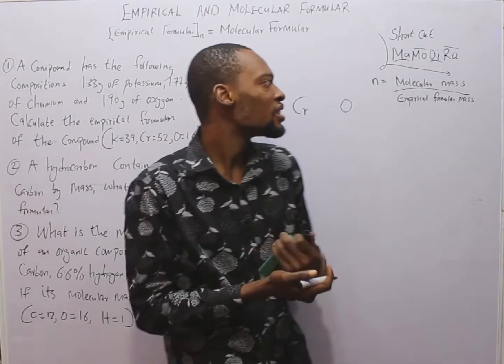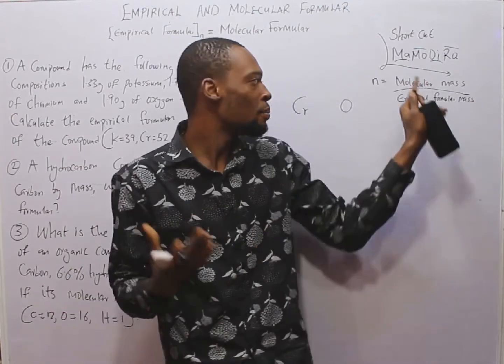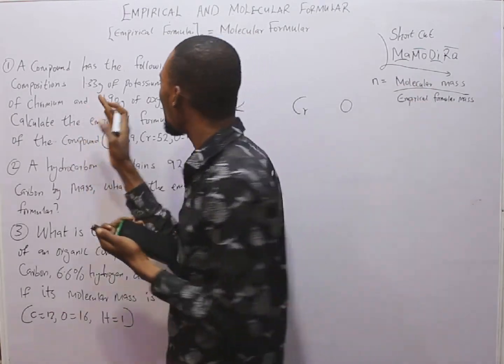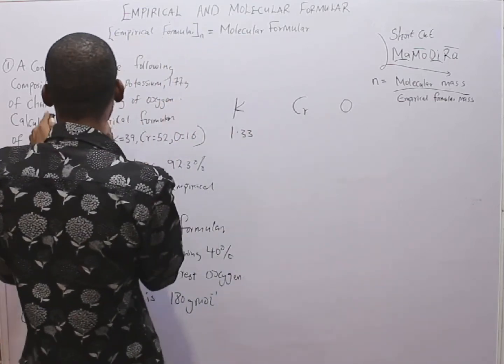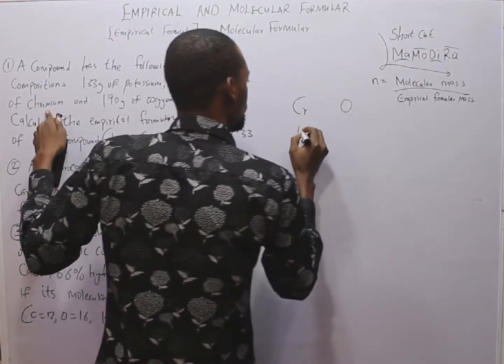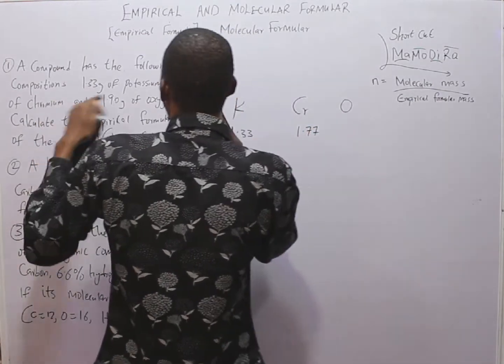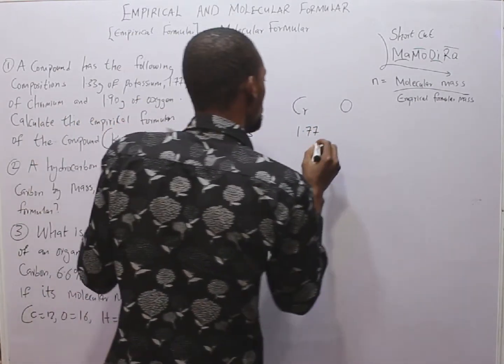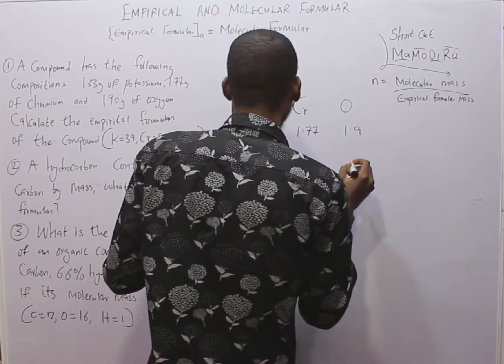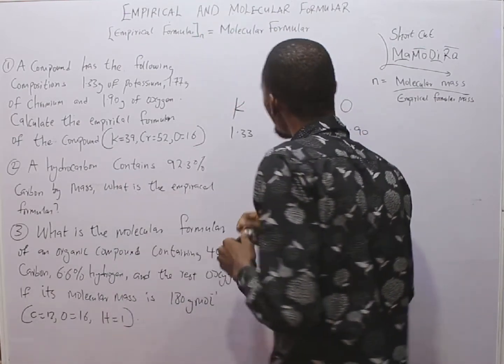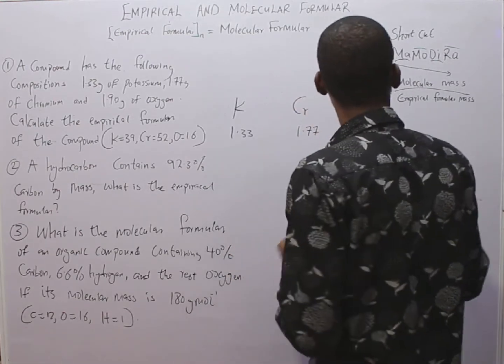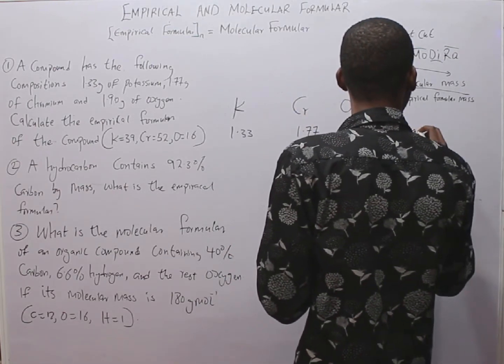The first thing you should do is mass. Bring out the masses, Ma. The mass of potassium is 1.33. The mass of chromium is 1.77. The mass of oxygen is 1.90 grams. We've gotten the mass. What next?